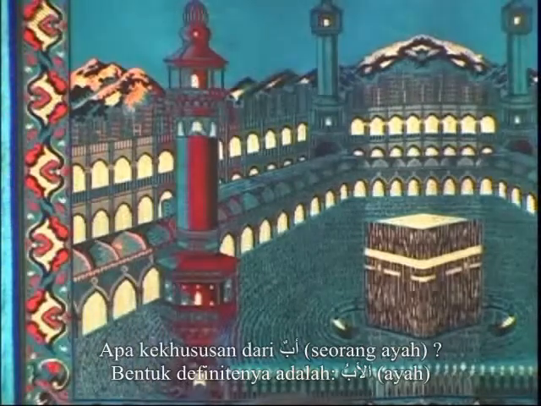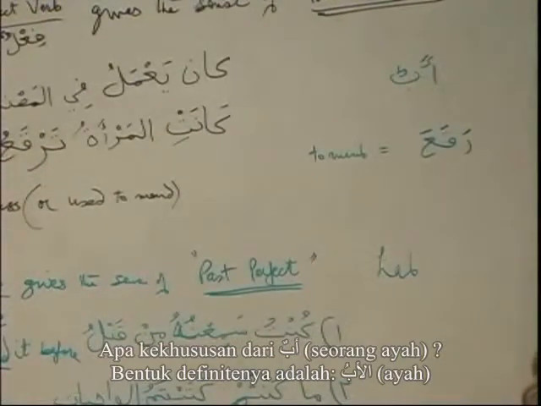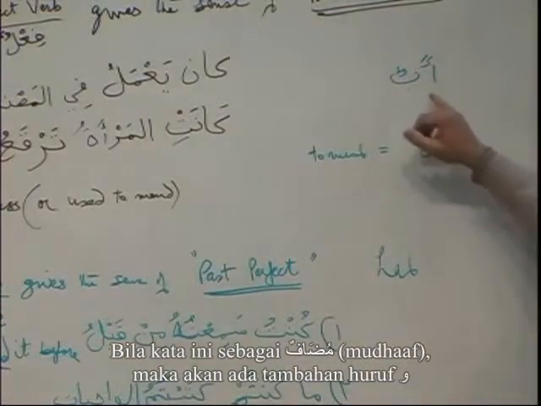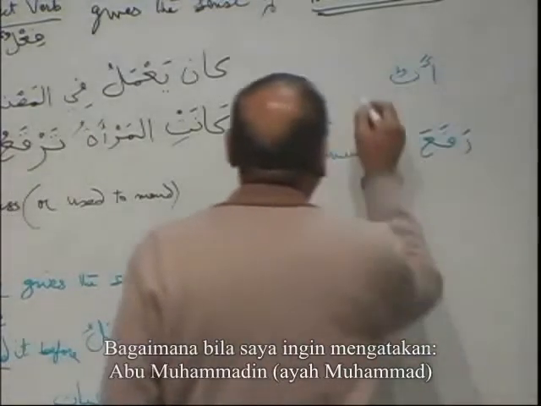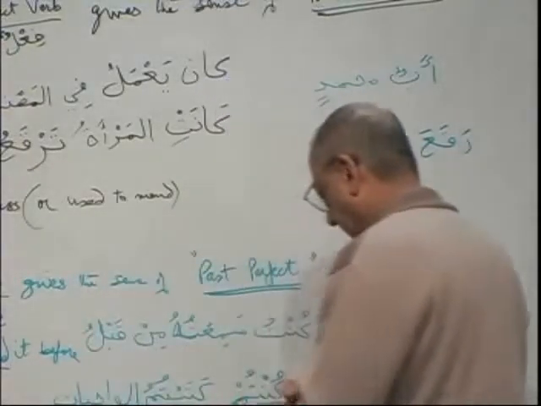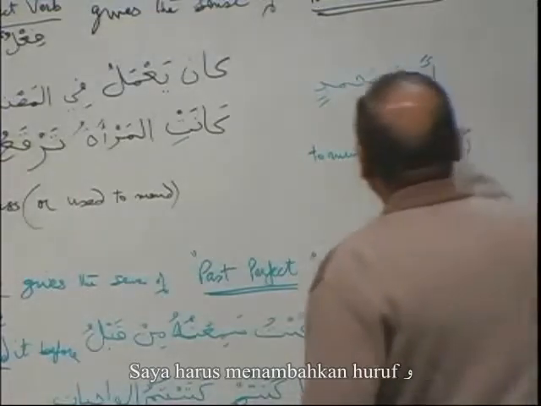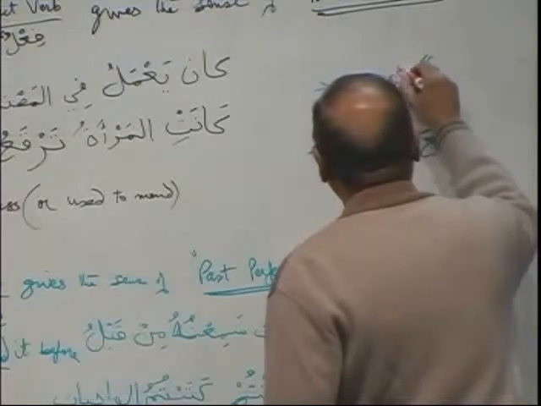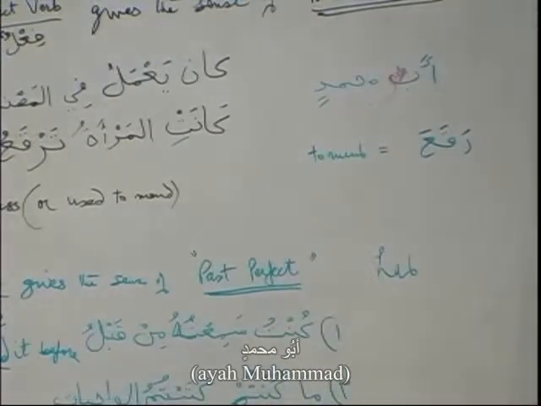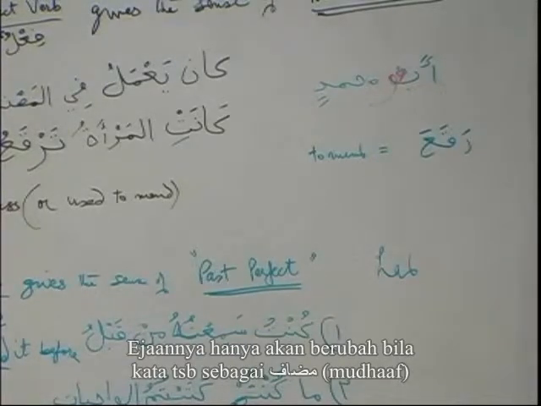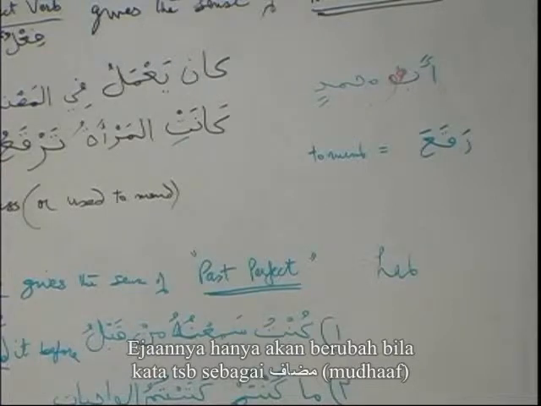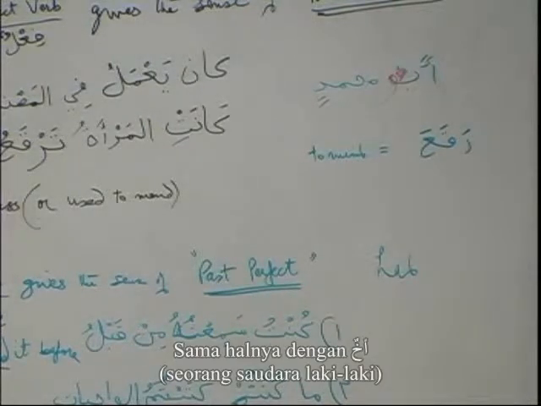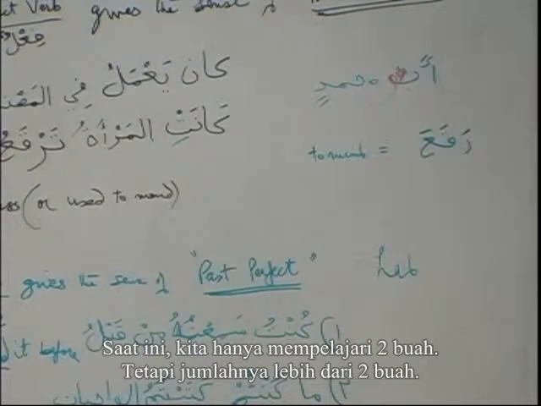Brother, what is so special about Abun? Make it definite, Al-Abu. But when this becomes mudaf, how do I say Abu Muhammadin? Then I have to give it a waw, with a single dhamma. Abu Muhammadin. When will the spelling change? When it is only coming as a mudaf, otherwise not. Same thing will be Akhu. Right now we are only doing 2, but there are more.